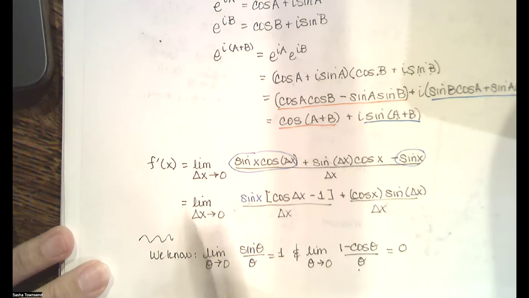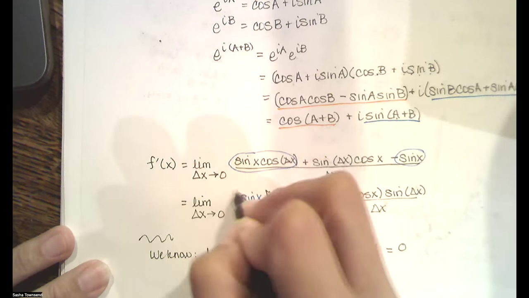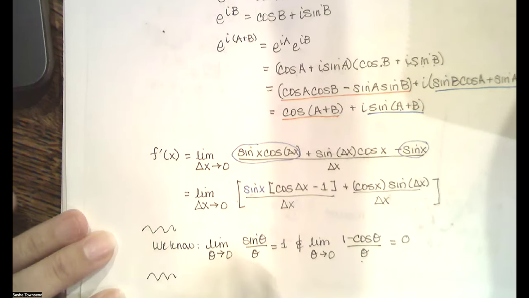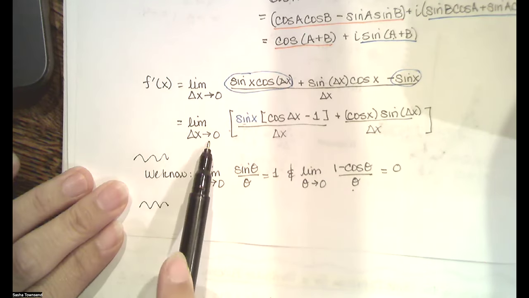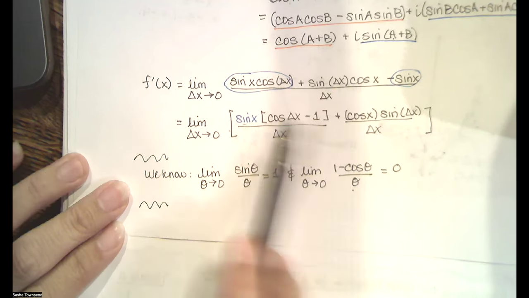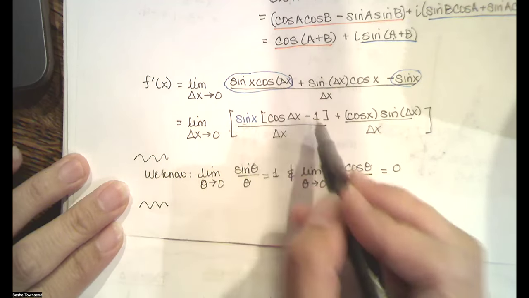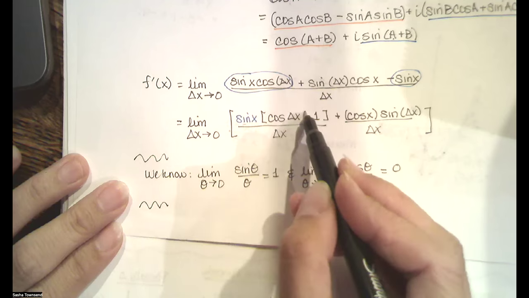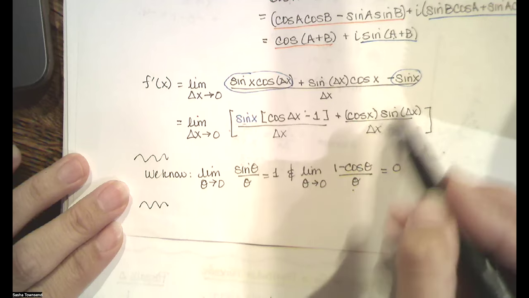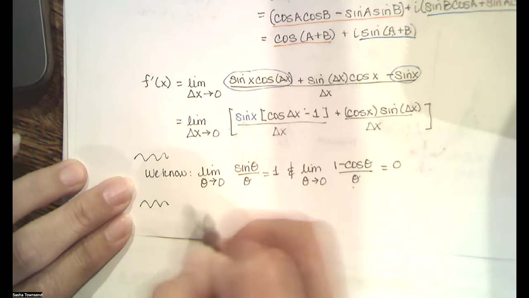So this limit as delta x approaches zero of this sum can be found relatively easily using our limit laws. So delta x is what we're interested in. That's the thing that's changing. X we're imagining is fixed. So this is a function of x times a function, and we're taking the limit of that function, plus a function of x times a different function. So you can factor that out.